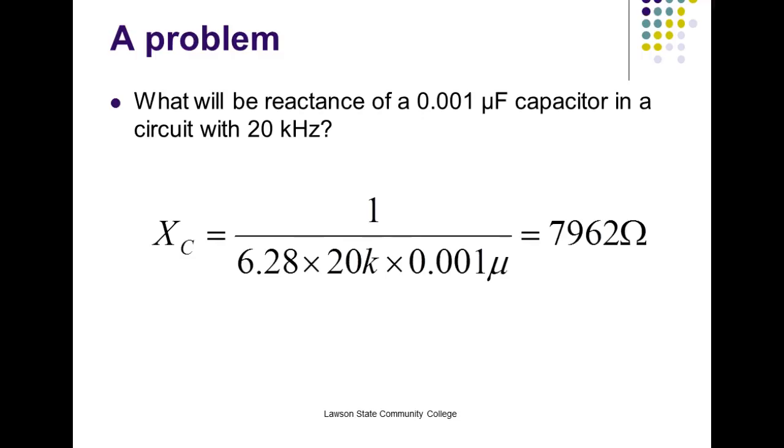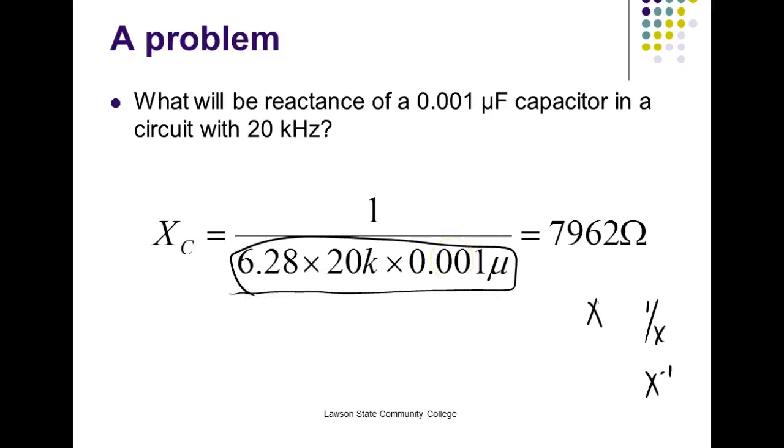So what would be the reactance of a 0.001 microfarad capacitor in a circuit with 20 kilohertz? We do all the math. This is one of the main reasons we have the reciprocal key. Somewhere on your calculator you have 1 over x, or x to the minus 1. Anytime you raise a number to the minus 1, that's the same as taking the reciprocal. So you do all this math, hit equal, and then hit the reciprocal key on your calculator.